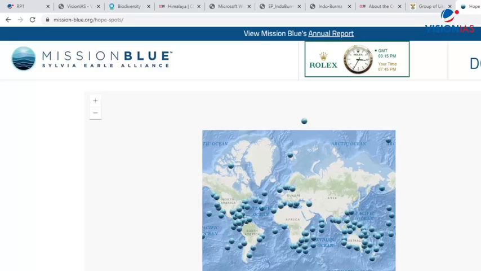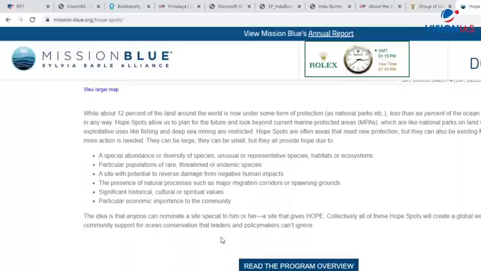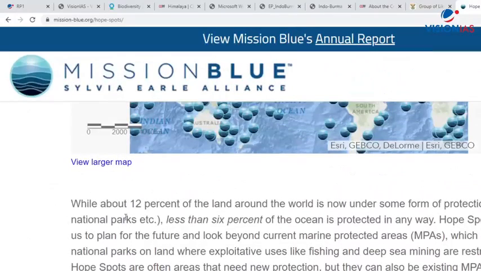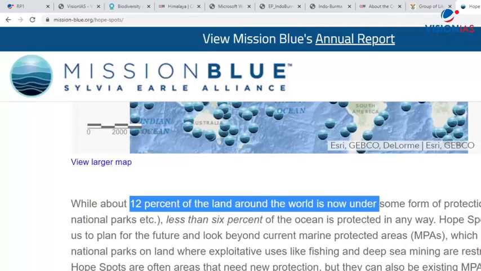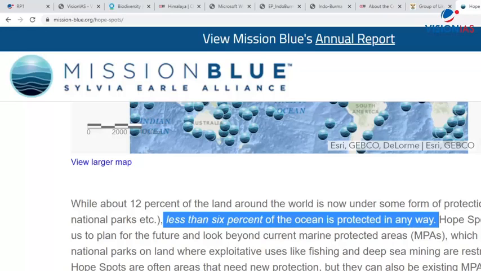All these are hotspots there, right? And you can see here what is given here. I'll just zoom out here. About 12% of the land around the world is now under some form of conservation, and less than 6% of ocean is protected anyway.